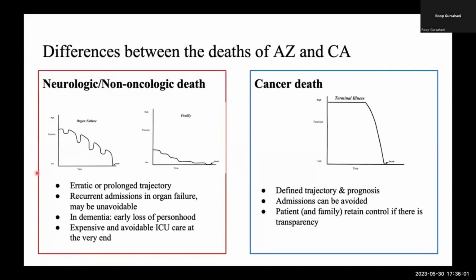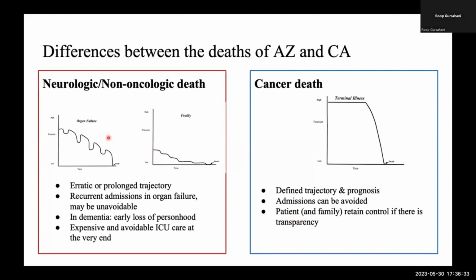So you can see the differences between these two deaths. In cancer death, there's a defined trajectory and prognosis. Function is maintained until the last stage begins. Although the tumor makes all the decisions, the patient is awake and is largely able to make his or her own decisions almost till the end. Admissions can be avoided, and if there is transparency, patient and family retain control.